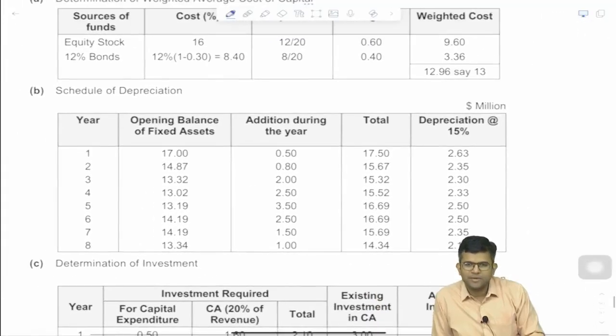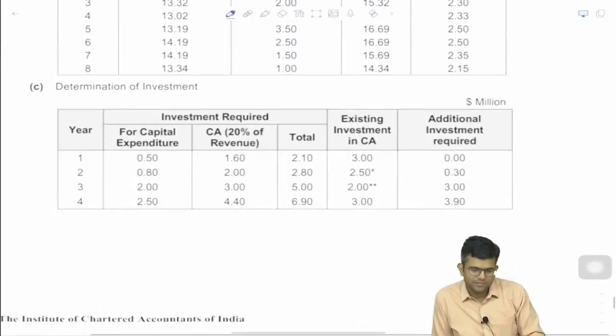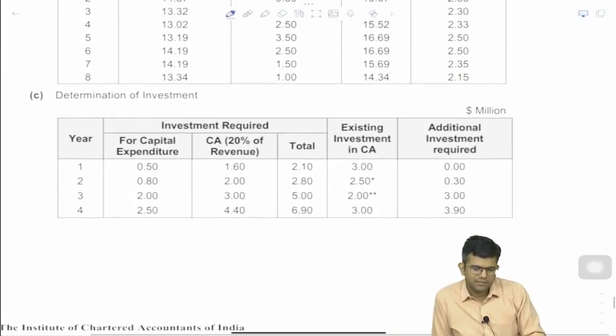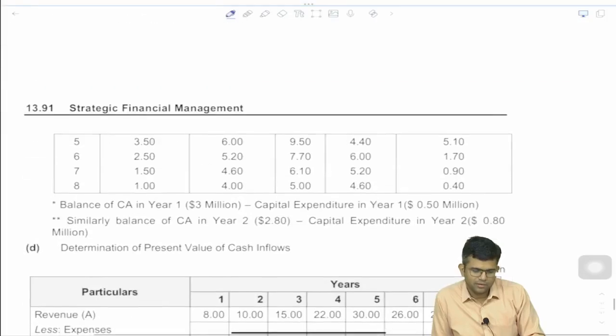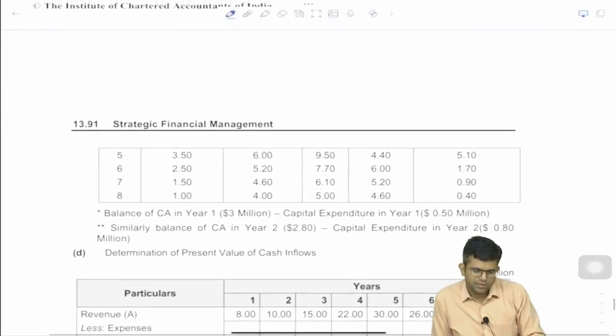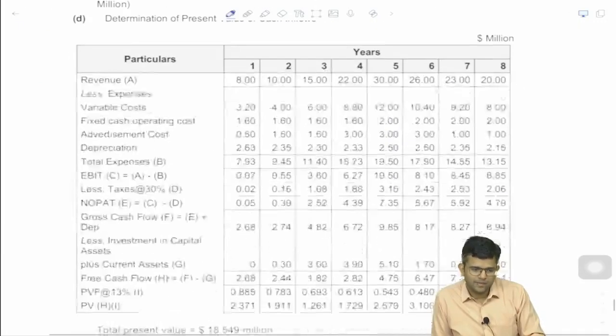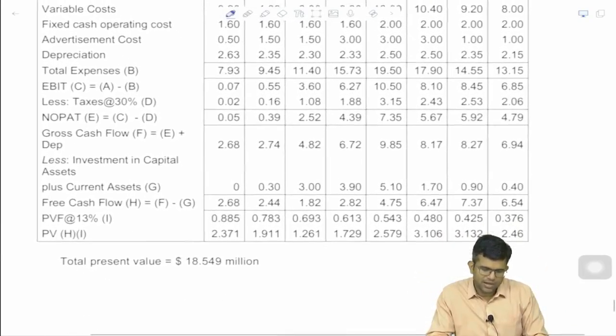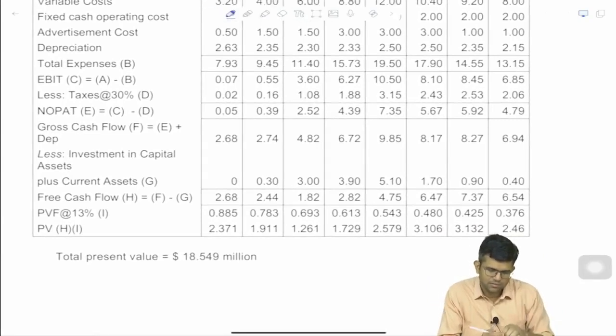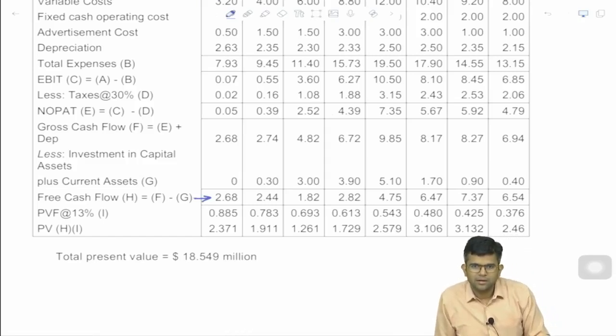Then you remember this schedule of depreciation. We also did like this only. Schedule of depreciation. So this is the determination of investment. Students, I think we just now completed this table. Just now. Done. And then they go to present value. So don't get afraid by looking at all of this. Just tell me, is your FCFF tallying with this? Is this tallying? All numbers till the last.